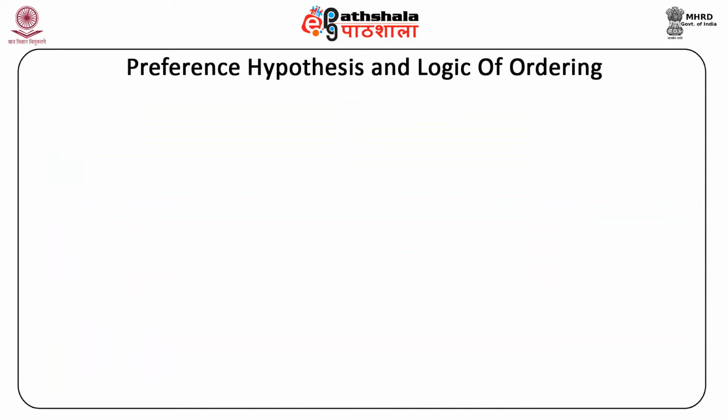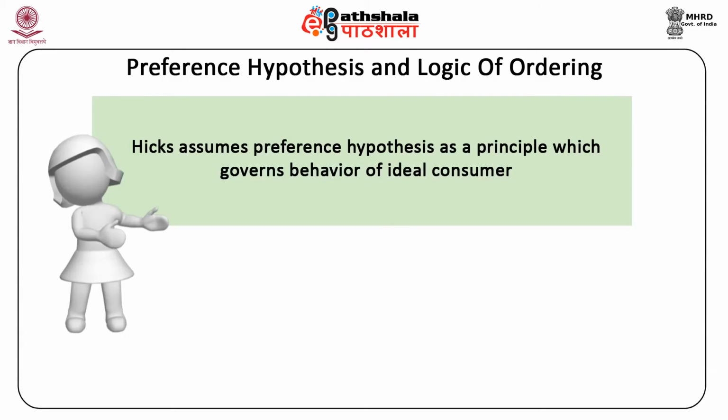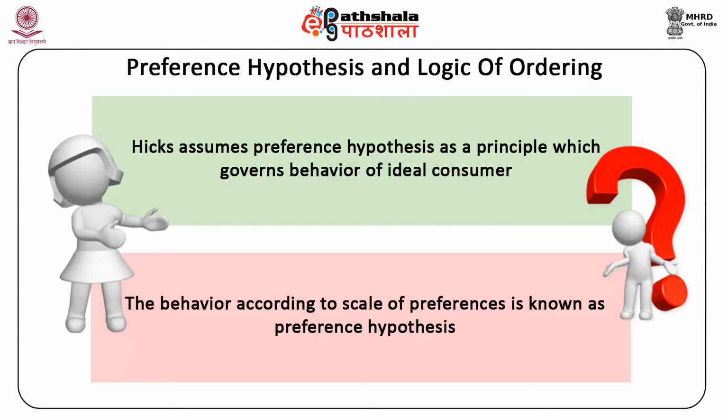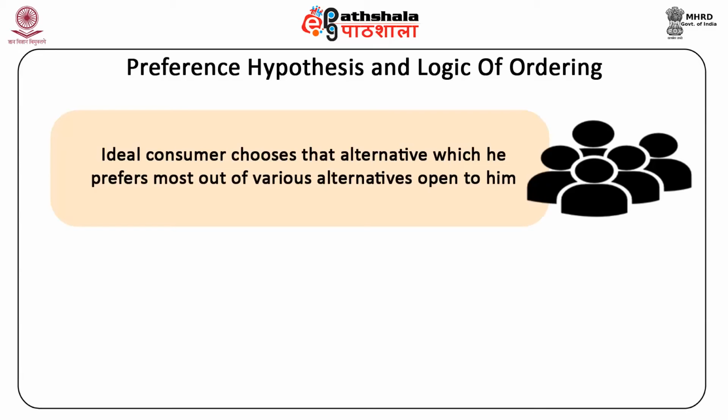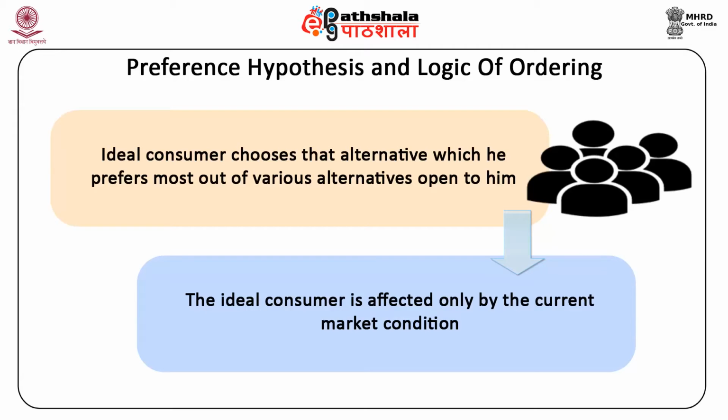First, we shall discuss the preference hypothesis and the logic of ordering. Hicks assumes the preference hypothesis as a principle which governs the behavior of the ideal consumer. The behavior according to a scale of preferences is known as the preference hypothesis. According to Hicks, the ideal consumer chooses that alternative which he prefers most out of the various alternatives open to him. The ideal consumer is affected only by the current market condition.